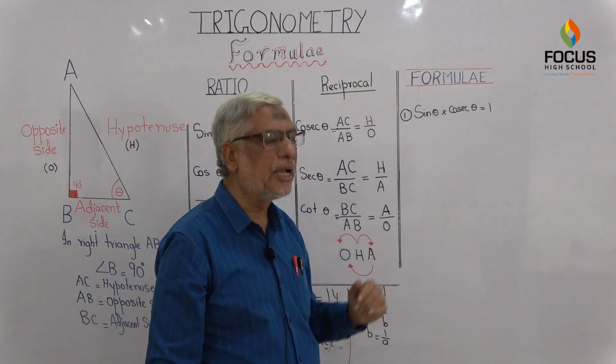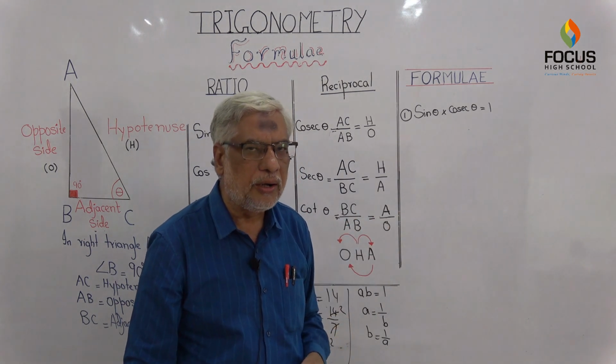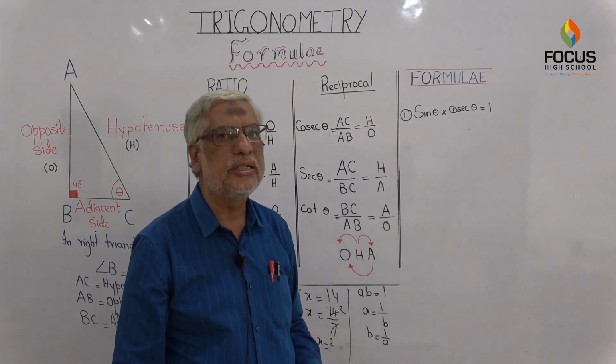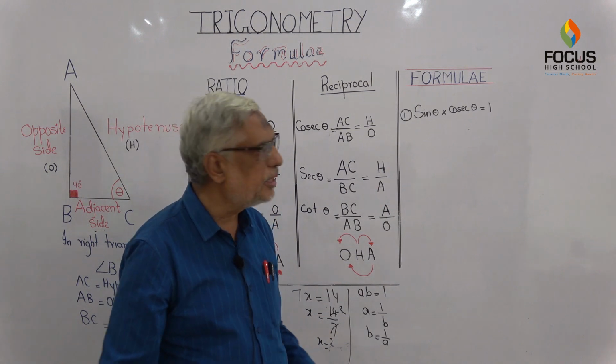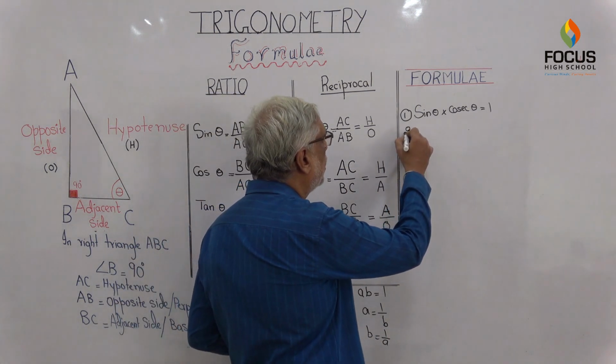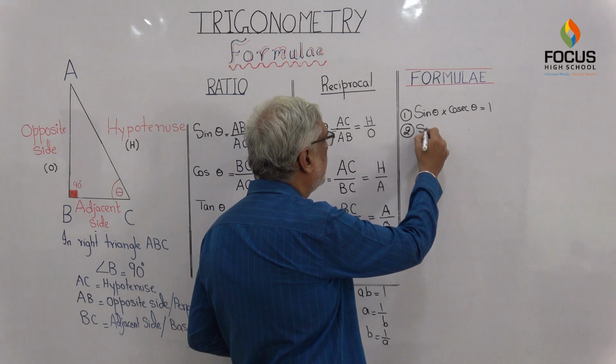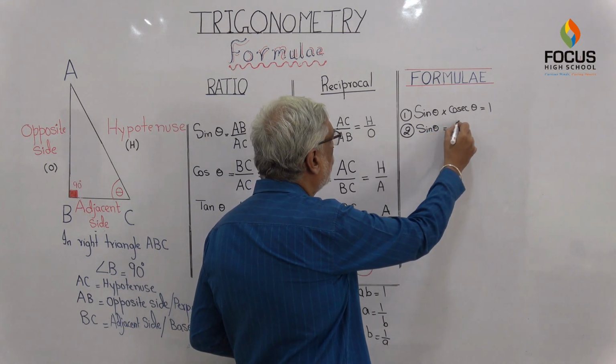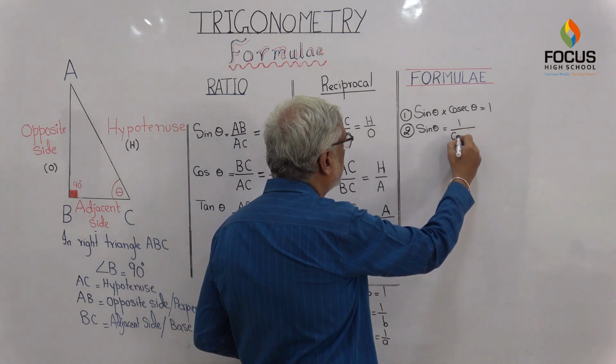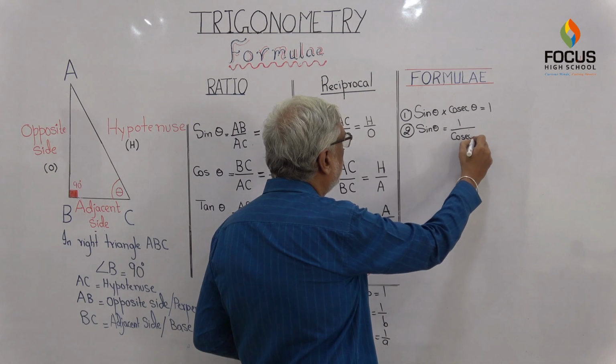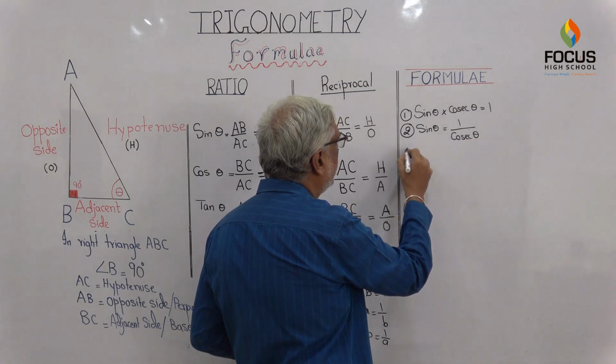So what will be sine? Sine will be 1 by cosec. And what will be cosec? Cosec will be 1 by sine. That's it. The second formula, formula number 2: sine theta is 1 upon cosec theta. Is it difficult? Are you getting it?